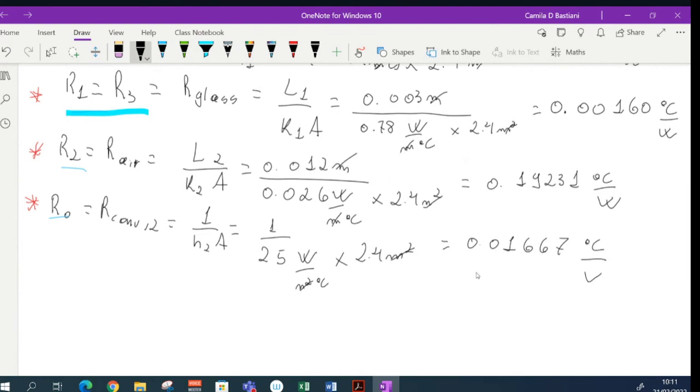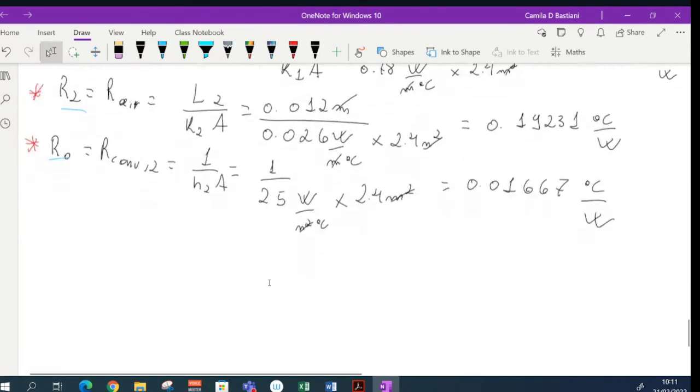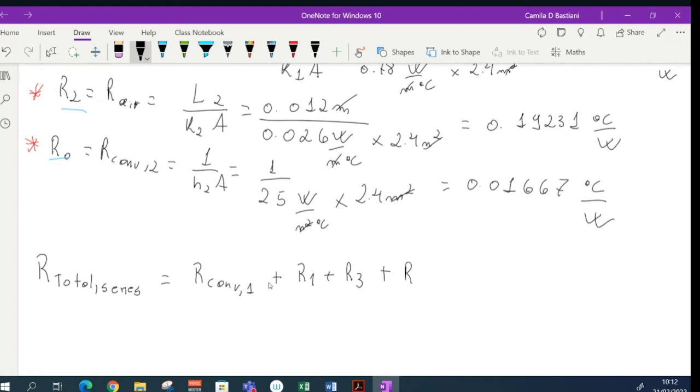degrees Celsius per watt. Well, what I'm looking for here is my total resistance. So the total resistance for a series of resistances is going to be my resistance of convection 1, plus twice my R1, that's R1 plus R3, okay? Or I can even put here R1 plus R3, plus my resistance 2, plus my convection resistance in the outer side. So the sum of all the resistances that we calculated so far.